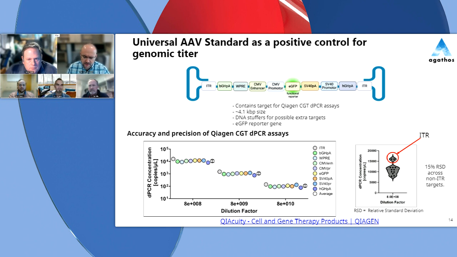And here QIAGEN came with the cell and gene therapy assays for dPCR, designing those assays for those targets. I decided to place them as a gene of interest in an AAV. That way I can start using those and comparing the titers across those targets and see how those assays perform.